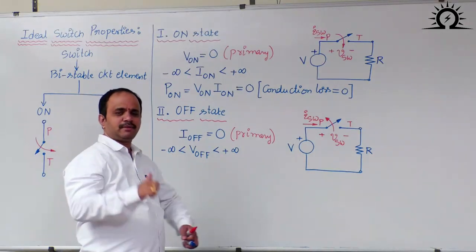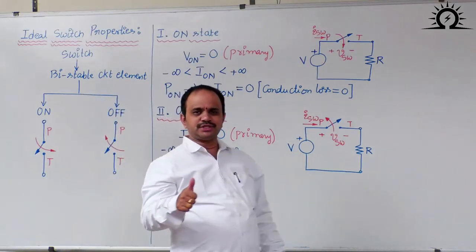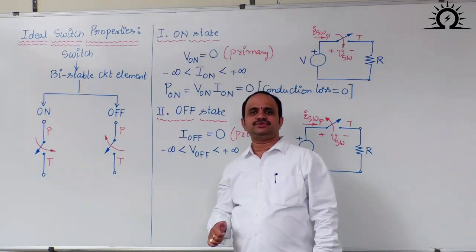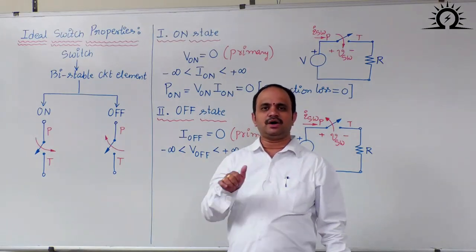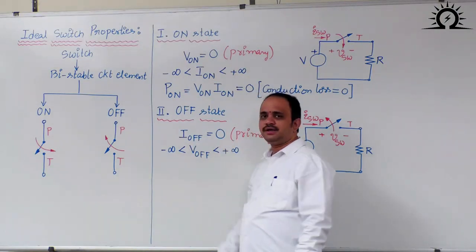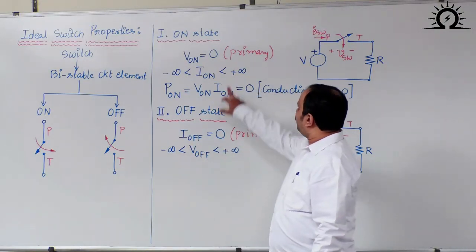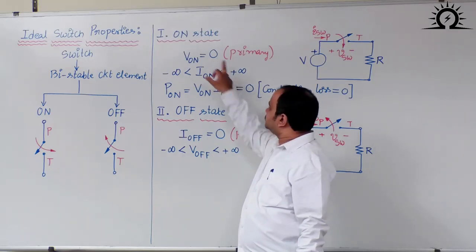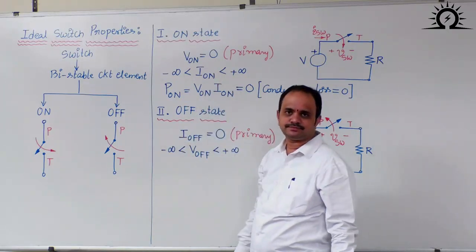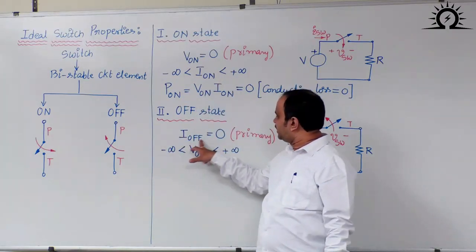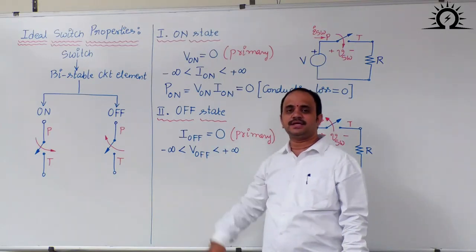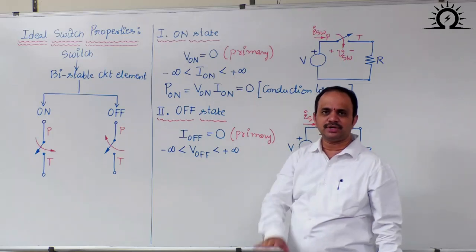So the thumb rule: on what basis will we conclude whether the switch is in the on state or off state? If voltage across the switch is 0, you can conclude it is an on state switch. If current flowing through the switch is 0, you can conclude it is an off state switch. When 0 voltage is appearing, how much current flows through the switch depends on the external circuit. When 0 current is flowing through the switch, how much voltage it can block also depends on the external circuit. Basics are very, very important.